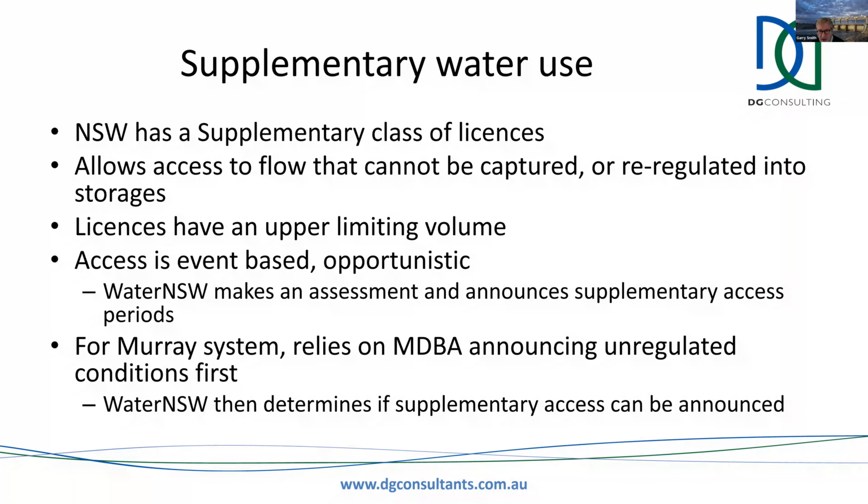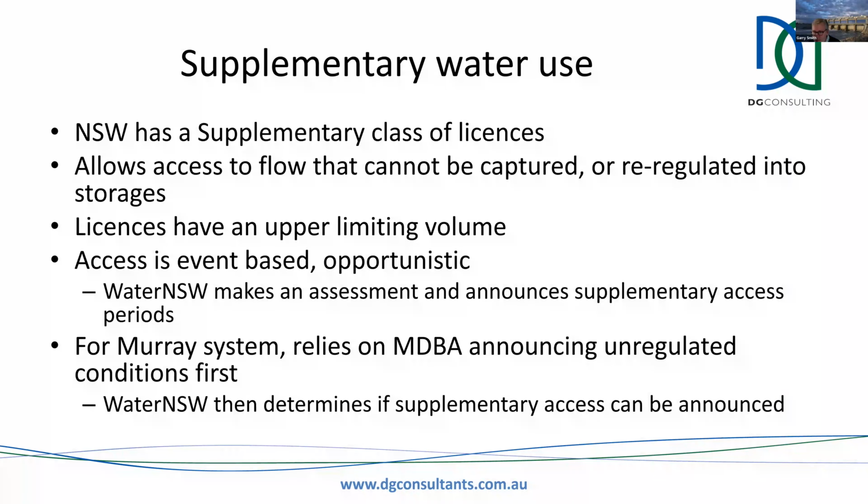In some years, there are no opportunities to take any water under those licences if there are no unregulated flow periods. Water NSW makes an assessment of that, and they need to determine whether the water available in the unregulated flow period is going to be enough, or likely to be enough, to meet the demands that might arise if supplementary access is announced. So they need to make an informed judgment as to whether it's possible to announce supplementary access. But in the Murray system, there's no announcement of supplementary access unless the MDBA has announced unregulated conditions first.